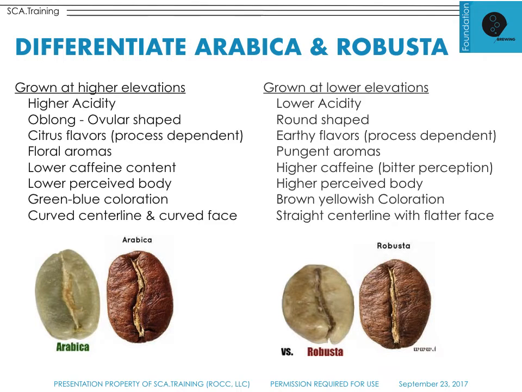And the coffee, even before roasting, will have a more brown or yellowish coloration. And there's more of a straight center line with a flatter face. If you were to lay the coffee bean down on a table, the Arabica might be more curved, not lay flat on the table, whereas Robusta would.